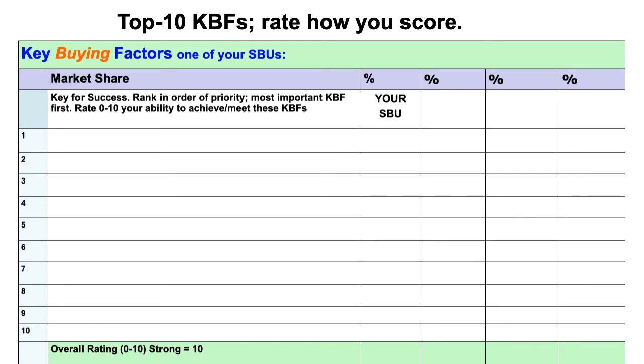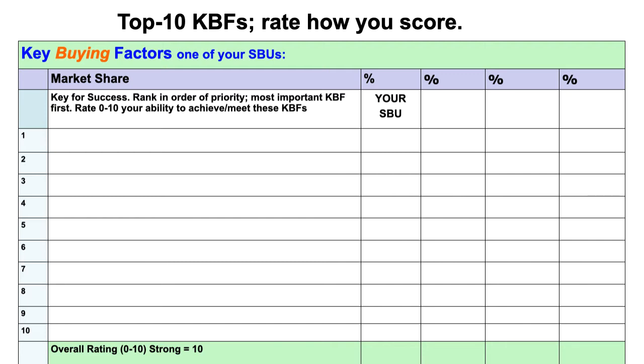So now I want you to tackle your own key buying factors. I want you to select one of your strategic business units, one of your departments, or one of your products, or one of your companies, and list in order of priority, what do you think are the top 10 key buying factors of your customers?